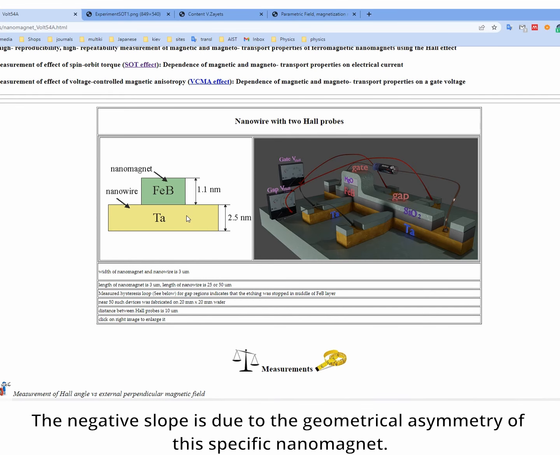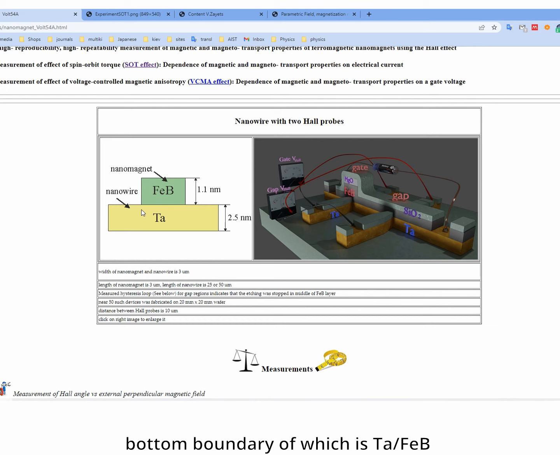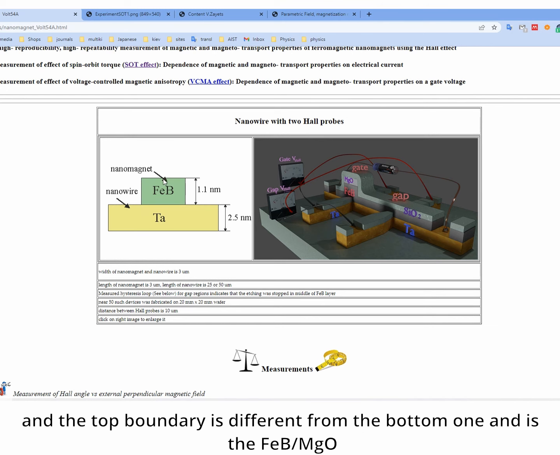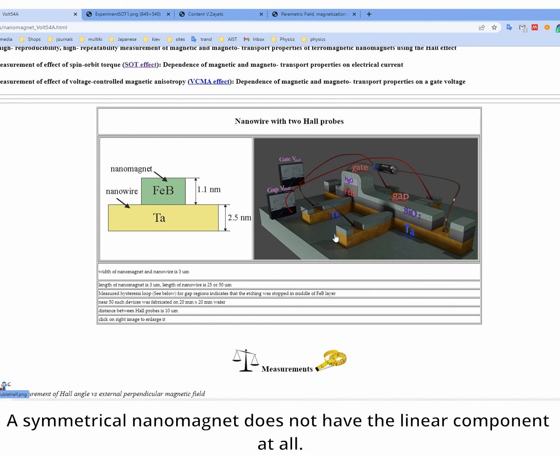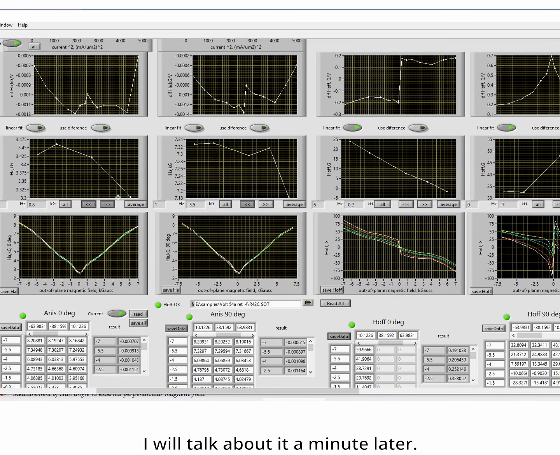The negative slope is due to the geometrical asymmetry of this specific nanomagnet, the bottom boundary of which is tantalum iron boron, and the top boundary is different from the bottom boundary, and it is iron boron MgO. A symmetrical nanomagnet does not have the linear component at all. I will talk about it a minute later.